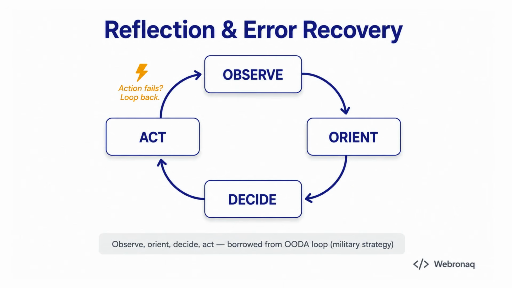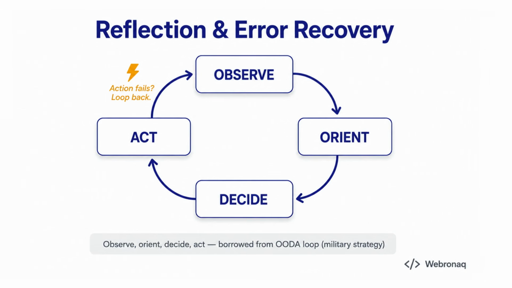Each action produces an observation. The model orients itself to what it sees. It decides the next best step. Then it acts. If the action fails, it loops back and tries again. This inner loop is what makes agentic behavior genuinely robust. And it is the reason the Facebook Marketplace demo works end-to-end without human intervention. Next, we will bring it all together.